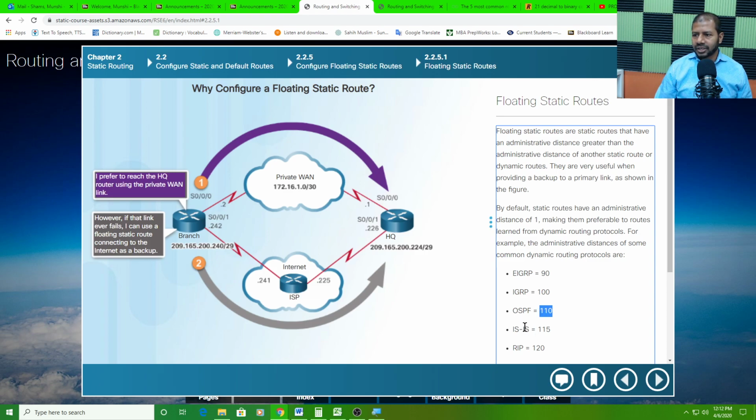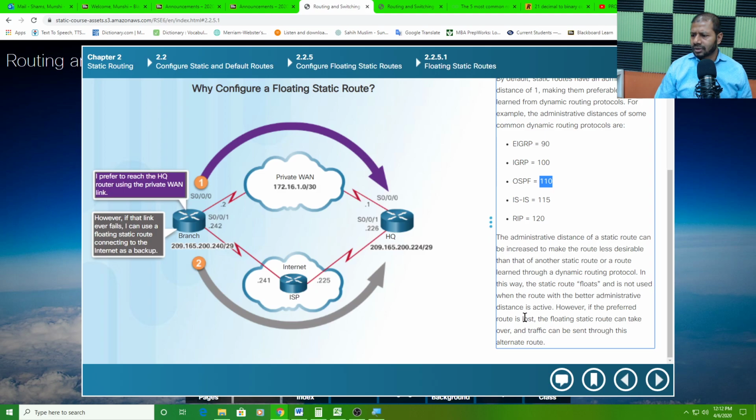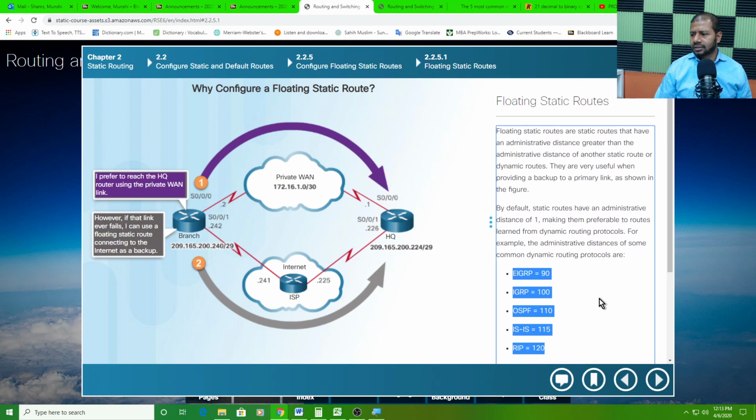IS-IS, intermediate system to intermediate system, that one is 115. And RIP, routing information protocol, that's 120. Okay, and IGRP, interior gateway routing protocol, or EIGRP, enhanced interior gateway routing protocol, they are 100 and 90. So just know these things, not too many, just a few. These ones you've got to remember and memorize. Okay, and then let's move on.